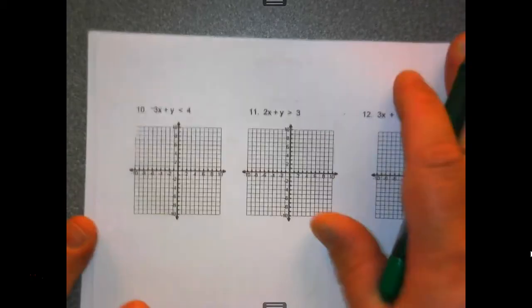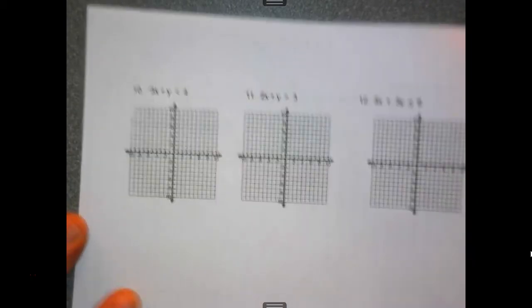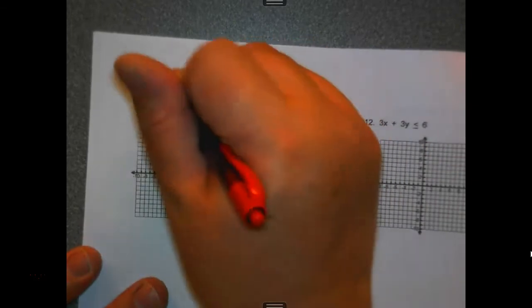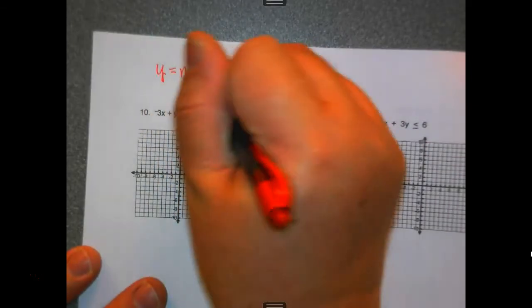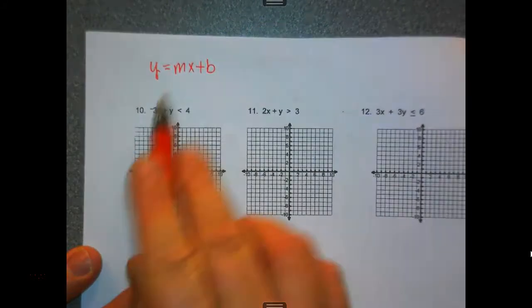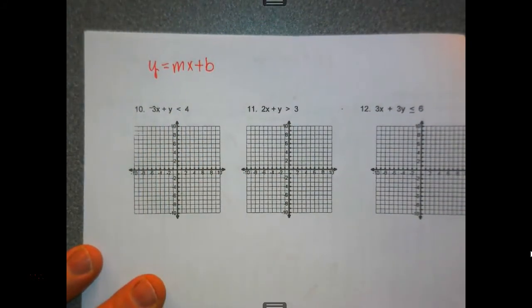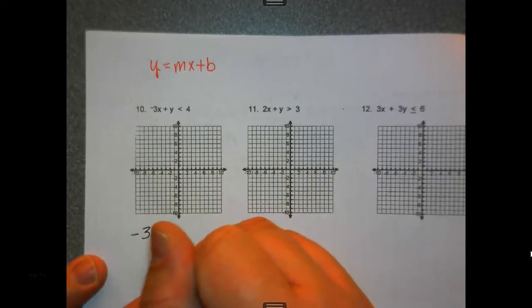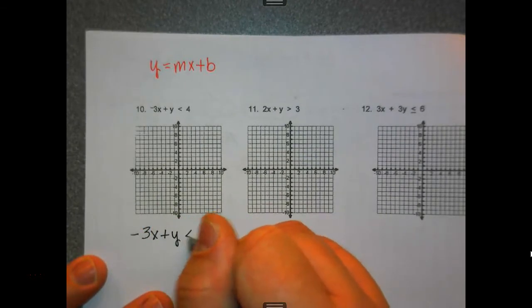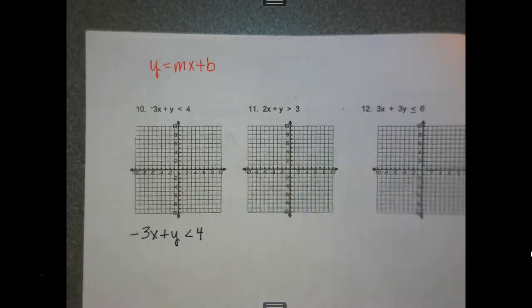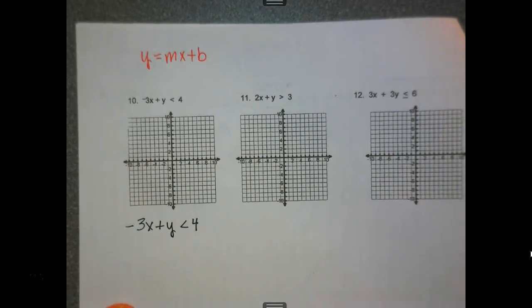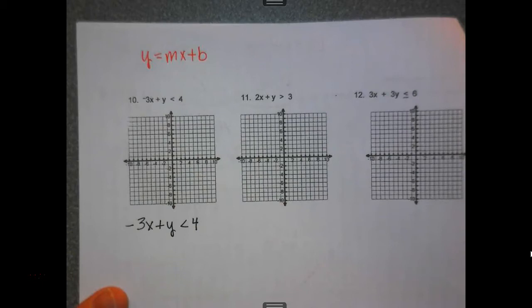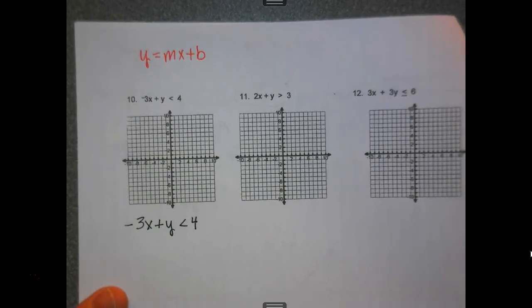All right, and then you have to get it in y equals mx plus b form. This you have to change to y equals mx plus b form before you can graph it. Again, we did this yesterday. Now remember, with inequalities, yesterday we dealt with equal signs. With inequalities, if you divide or multiply by -1, you have to flip the sign.